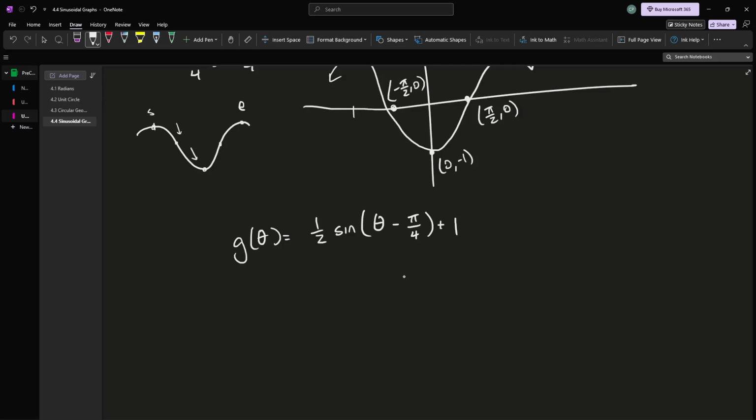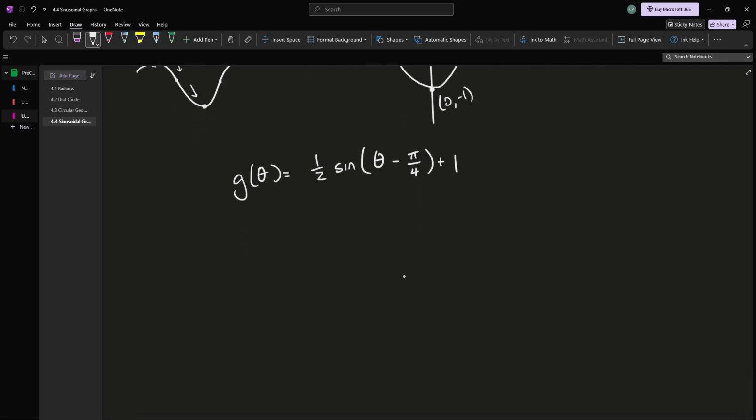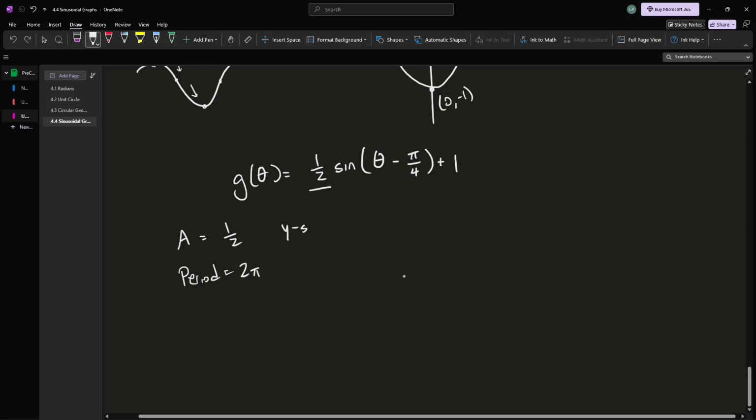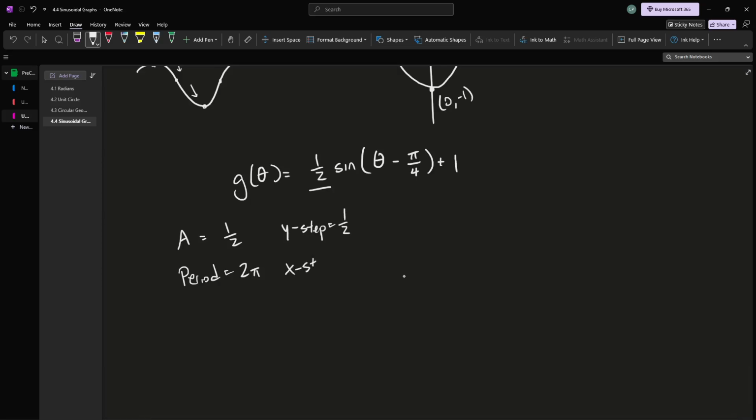A lot going on here. Let's work it out. So we get what we need, amplitude. Amplitude is 1/2, because right here. My period is still unchanging. It's still 2 pi. Y step is my amplitude, so y step is 1/2. X step is period divided by 4. So x step is pi over 2.